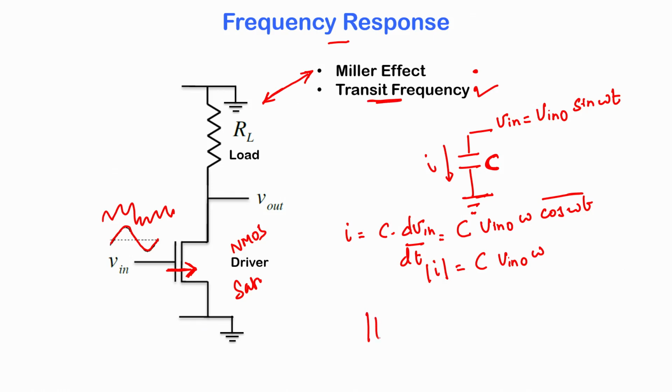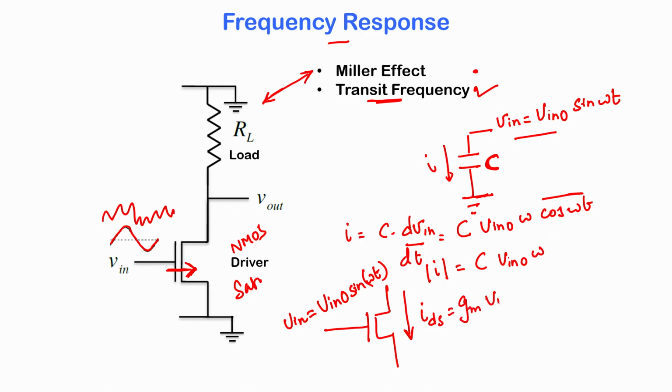So, let us take a MOS transistor and we apply this as the input to the gate of the MOSFET. So, what is the current between the source and drain of the MOSFET? It is IDS, which is gm times V in. And what is the magnitude of this current? IDS is nothing but gm into V in naught into sine of omega t, and the magnitude of this, which is not capturing the phase information, but just looking at the magnitude, is gm into V in naught. So, that is the magnitude of the current through the drain to source.